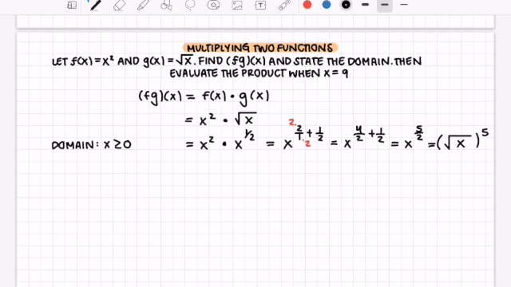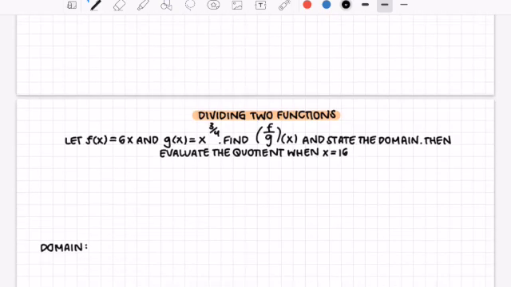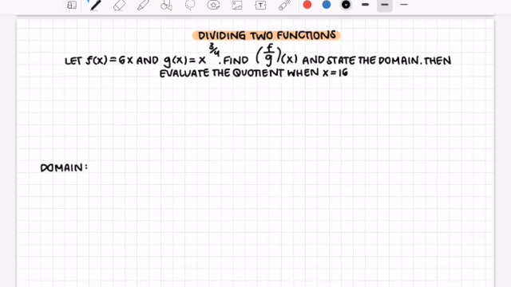Once I do that, then I can evaluate the product at x equaling 9. So fg of 9 turns into the square root of 9 to the power of 5. And then the square root of 9 is just 3. 3 to the power of 5 equals 243. Done.